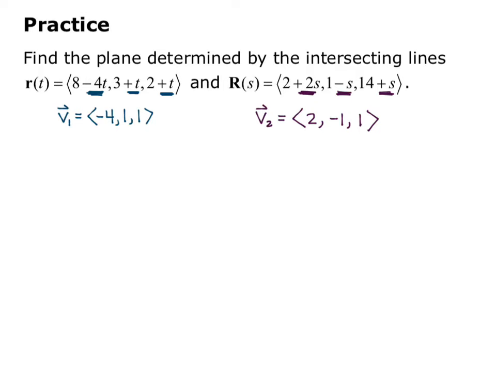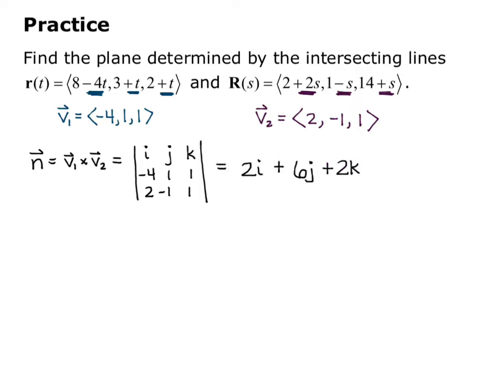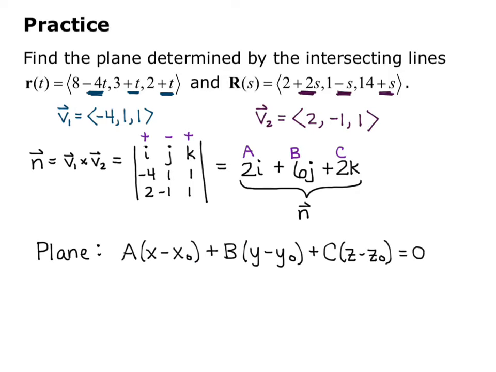Now I want their cross product, so I get a normal vector to the plane. So n equals v1 cross v2. I set up my matrix i j k, -4, 1, 1, 2, -1, 1. So v1 in the second row, v2 in the third row, and i j k in the first row. So this is equivalent to 2i plus 6j plus 2k, and there's my normal vector to the plane. Now I just need to put everything together. So that's my A, B, and C.